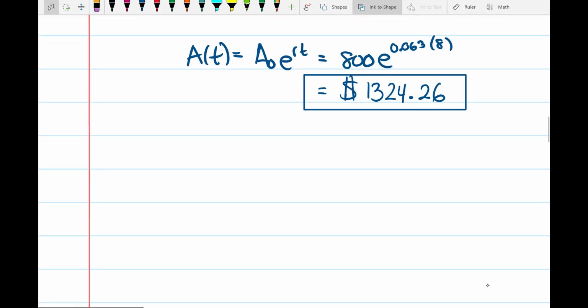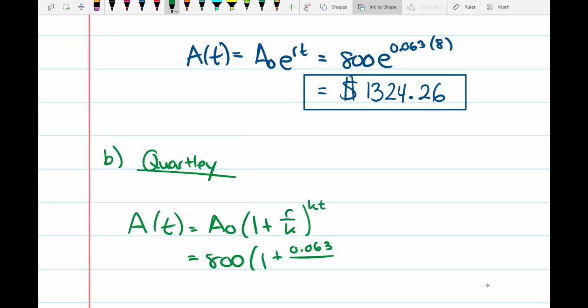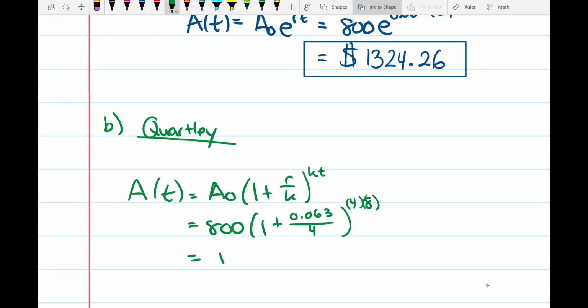So now let's try it where we compound quarterly. And the formula, if you're not compounding continuously, is A of t is equal to A naught times (1 plus r over k) to the kt. So we put 800 times (1 plus 0.063 over 4), to the power of 4 times 8. You put that in a calculator, and you're going to get 1,319.07.